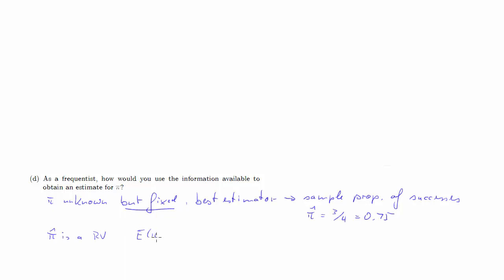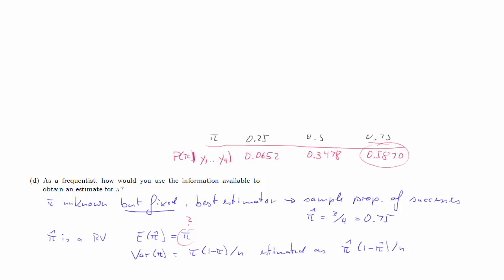If you're a frequentist, you will regard pi hat as a random variable, not the unknown pi, but pi hat is a random variable. It has an expected value of pi if your sampling is all right. It also will have a variance, and you may remember from your first year stats course what the variance is. That is pi times 1 minus pi divided by n. Of course, we don't know pi, so we use the estimated value for pi hat.